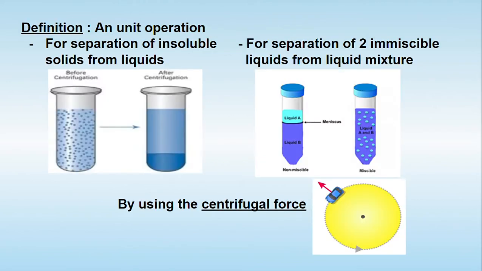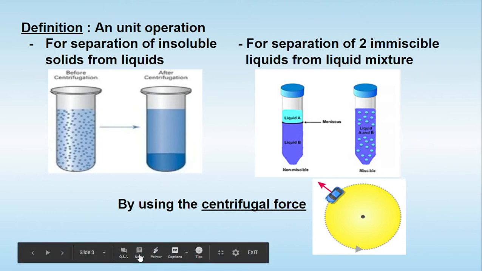So now let's try to understand what centrifugation is and its principle. Centrifugation is a unit operation. As you know, a unit operation only involves physical change. Basically, it is used for the separation of two things. The first is the separation of insoluble solids from a liquid.